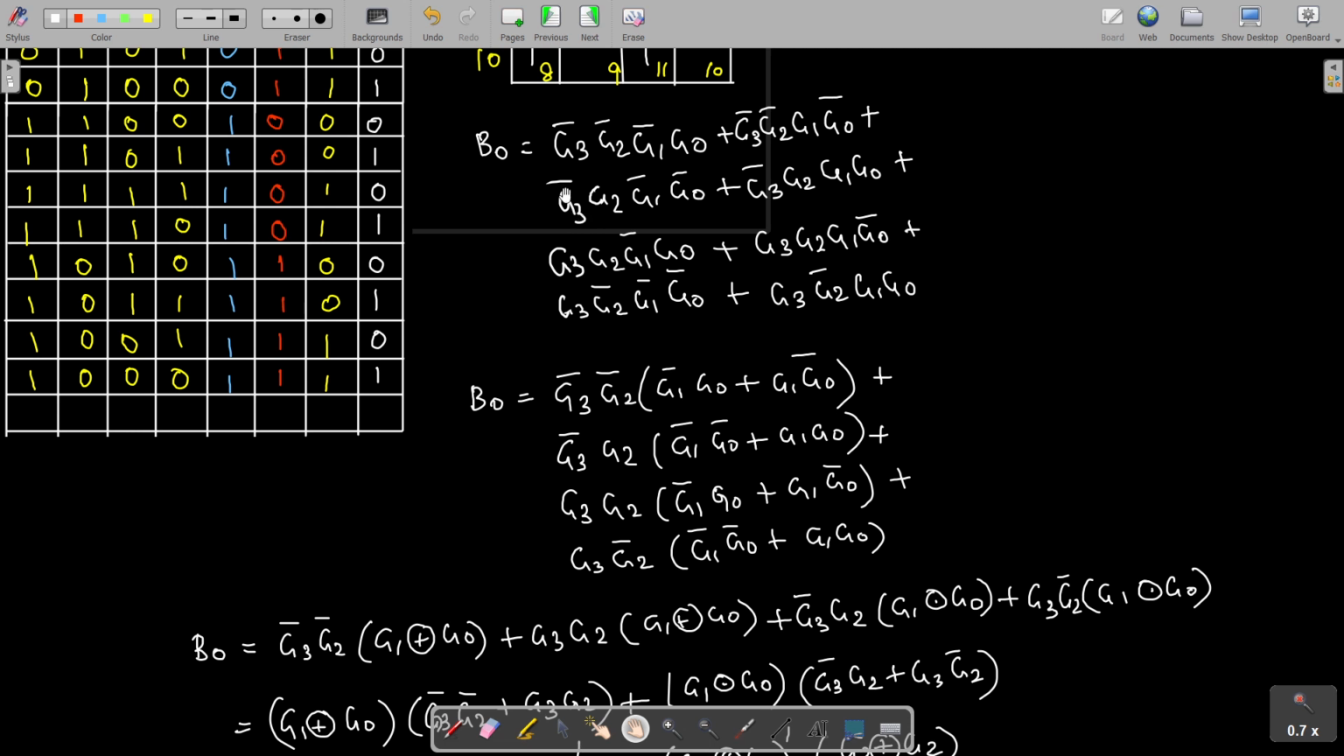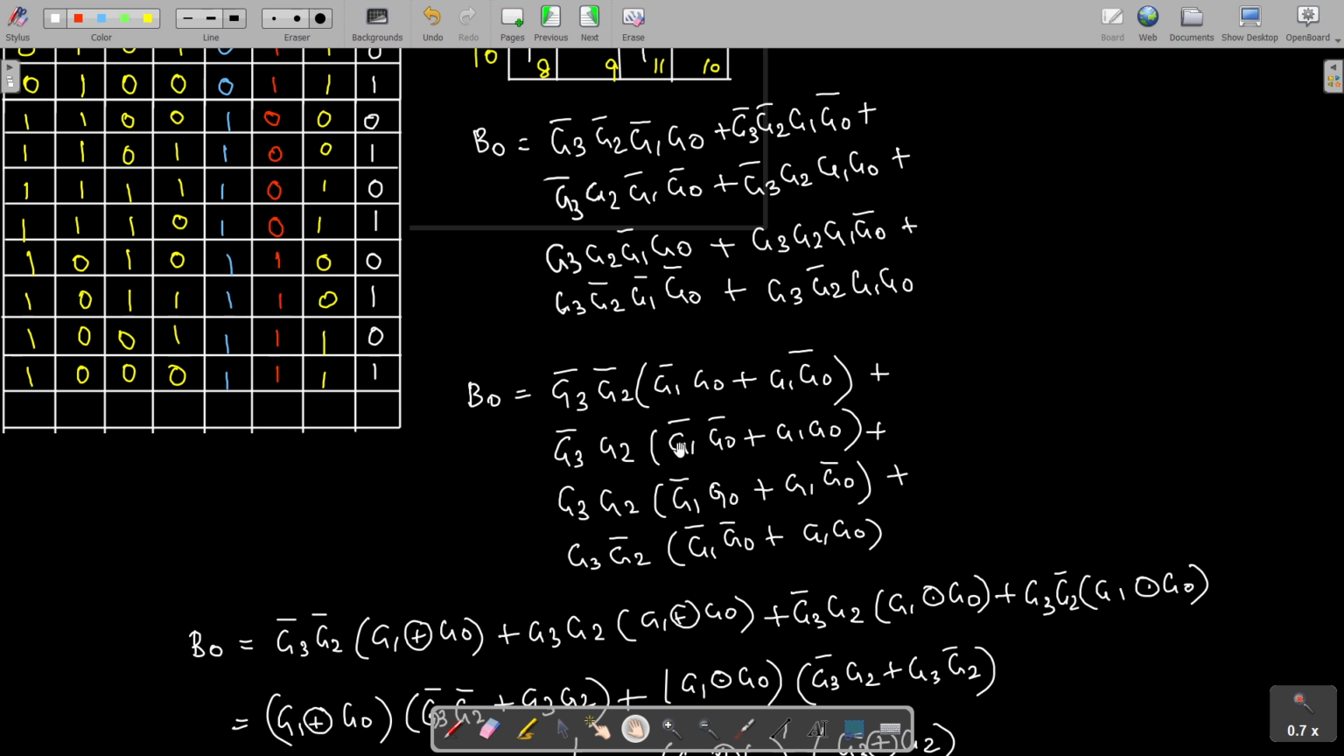Similarly, you consider the second and third terms. In this G3 bar, G2 is common here also, right? So if you take it outside, then here you get G1 bar, G0 bar, and here it is G1, G0. So what is it? It is nothing but the exclusive NOR function, isn't it? So that is written here, you see. This G3 bar, G2, and here it is the XNOR function. So G1 XNOR with G0. So this is taken, this is also taken.